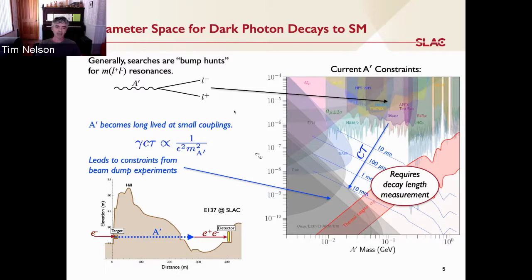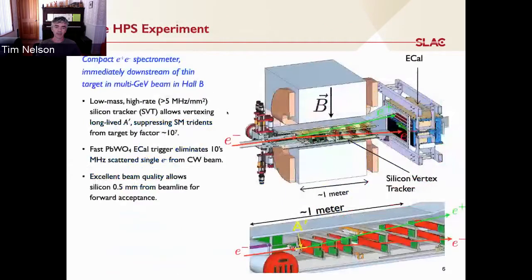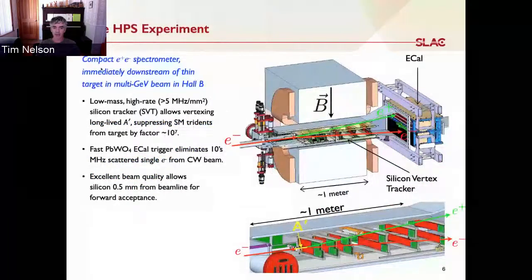So that is exactly what the HPS experiment is. It's a compact electron positron spectrometer. So this is a tracker built inside of a dipole magnet, immediately downstream of a thin target in Hall B. So the heart of the experiment is a low mass, high rate silicon tracker, the so-called SVT, which lives inside a vacuum chamber in the dipole. This allows vertexing of long-lived A primes, where the task is to suppress standard model tridents that come from the target by a very large factor.